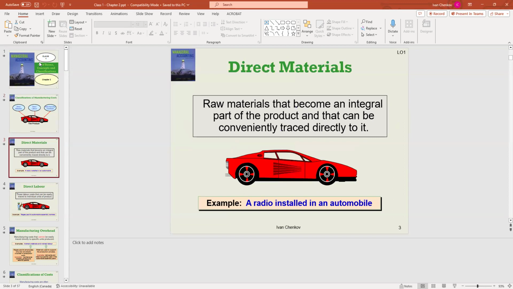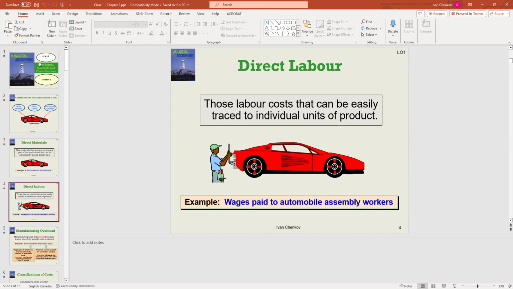Let's see what the direct material is. Direct material is any raw material which becomes an integral part of the product and can be easily traced directly to the product. Labor, on the other hand, is any cost associated with somebody who works on the material to convert that material into the product, and it can also be easily traced.